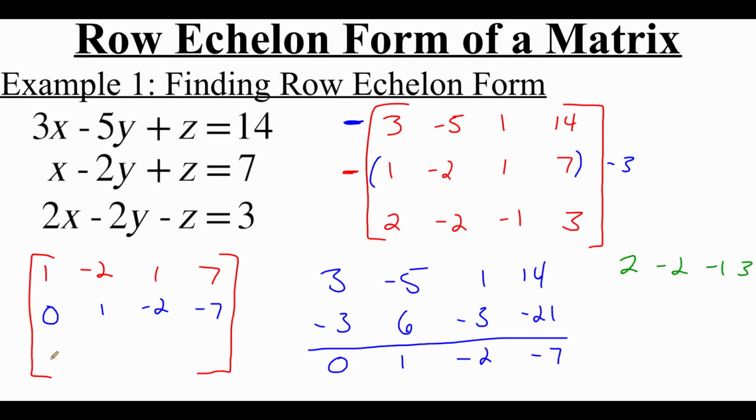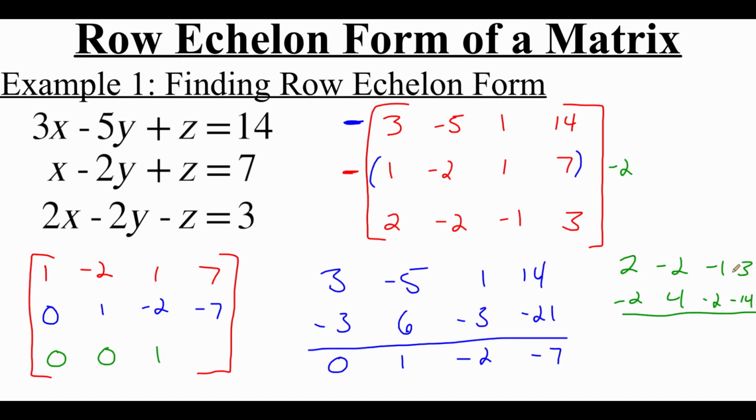And in row echelon form, we want this row to go 0, 0, and then have that leading 1. So the first thing I want to look at doing is getting rid of that 2, zeroing out that 2 in the first column. So in order to get rid of that 2, I'm going to need a -2. So similar to what we did in the previous step, I'm going to take this middle row, but instead of multiplying by -3, I'm going to multiply by -2. So -2 times 1 gives me that -2 that we were looking for. -2 times -2 is +4. -2 times 1 is -2. And then -2 times 7 is -14.